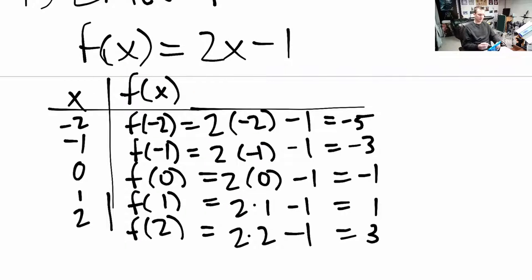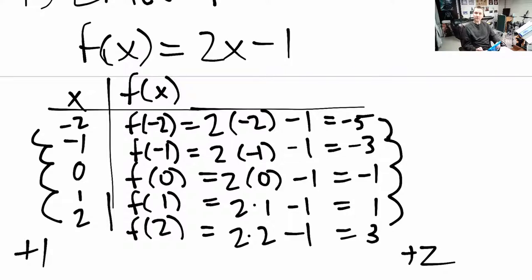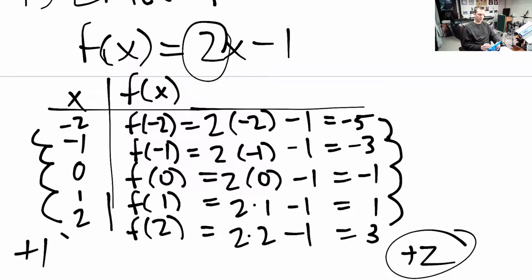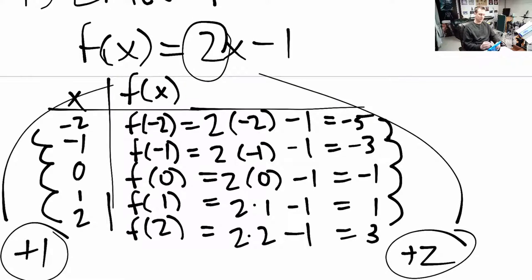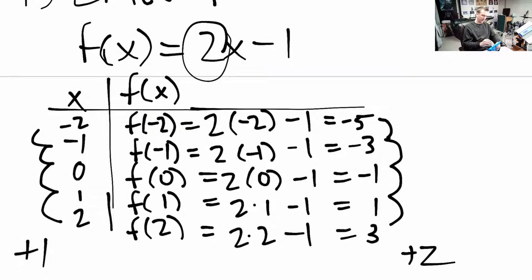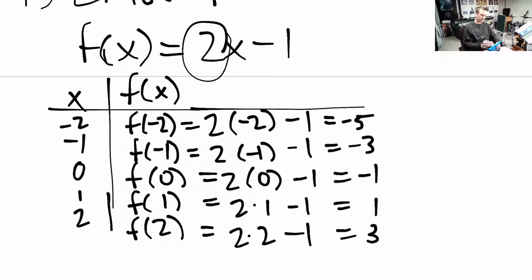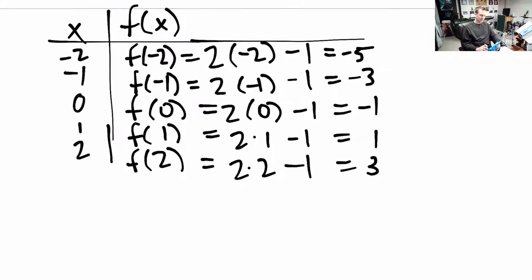Something that you'll notice here is that these are always going up by 2. And these are going up by 1. So for every plus 1 here, we have a plus 2 here. That's because this is a slope of plus 2. Plus 2 over plus 1 is 2. That's a nice way to identify a linear function from a table of values if you're not told the exact rule. So let's go ahead and graph these things.